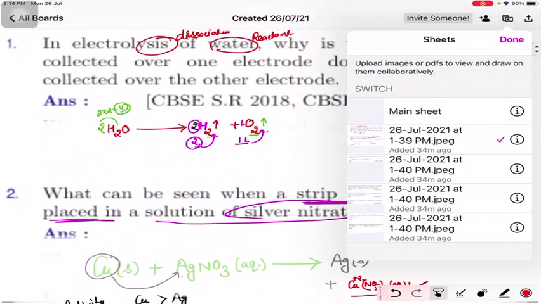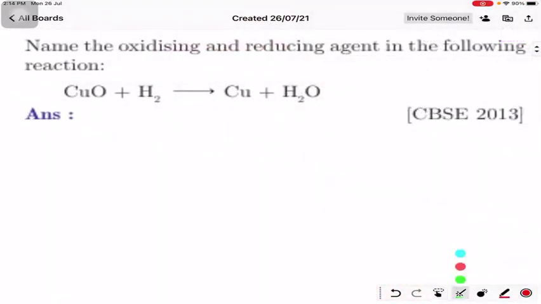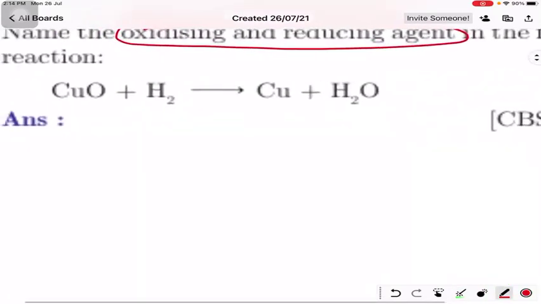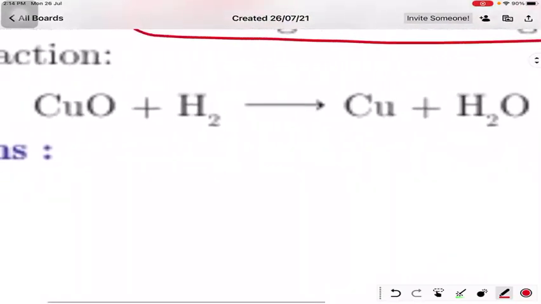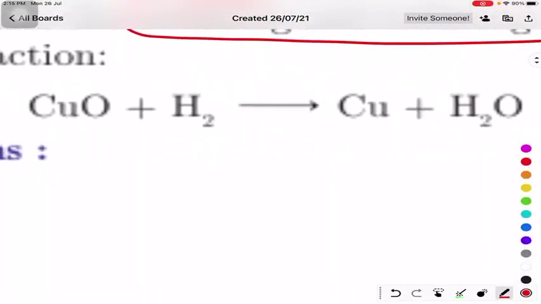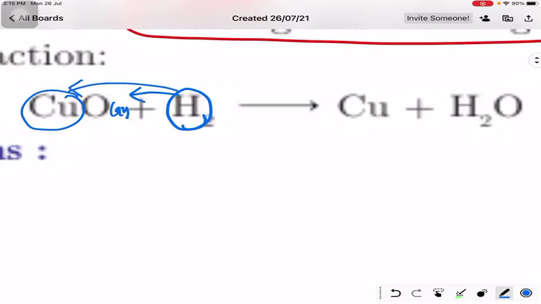Okay, so the next question is a very common question in CBSE 10th class: identifying the oxidizing and reducing agent in the given equation. What you have to do is label their oxidation, their charge, showing from which charge they are converting to which charge. Actually, if we consider displacement simply, it is clear from this equation that when hydrogen comes in contact with cupric oxide, it is displacing copper and taking its position. It means here hydrogen is more reactive than copper.